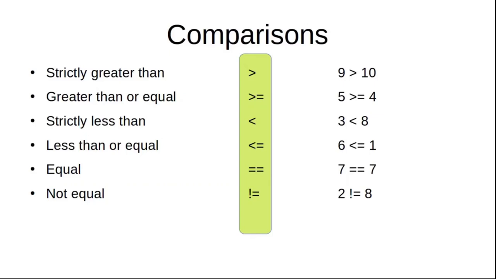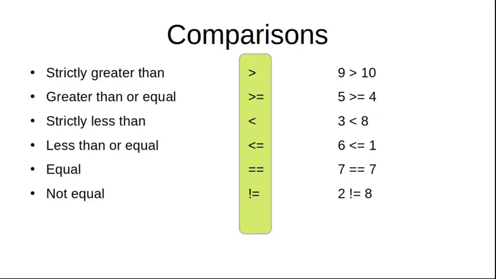It's false. For equality check, we use 2 equality signs. 7 is equal to 7. It's true. The not equal comparison operator is an exclamation mark followed by an equality sign. 2 is not equal to 8. Once again, comparison results in Python are boolean objects that are true or false.